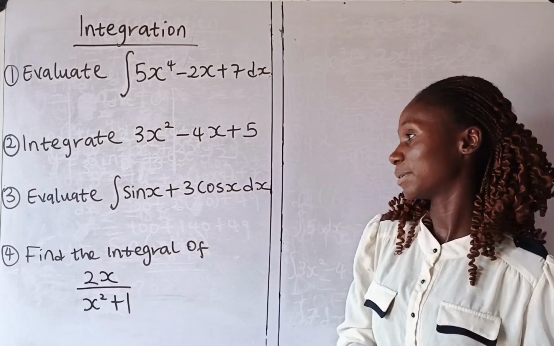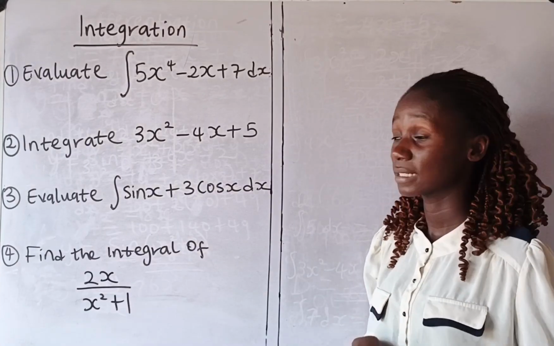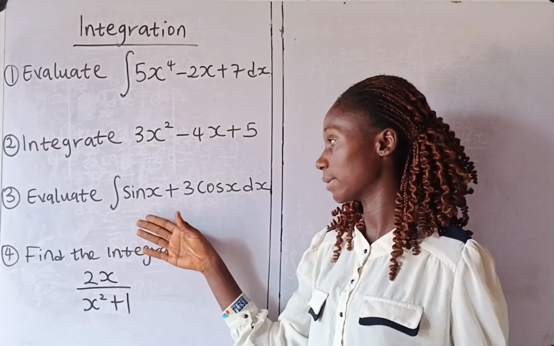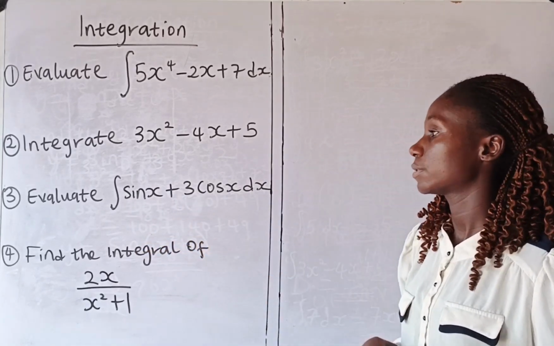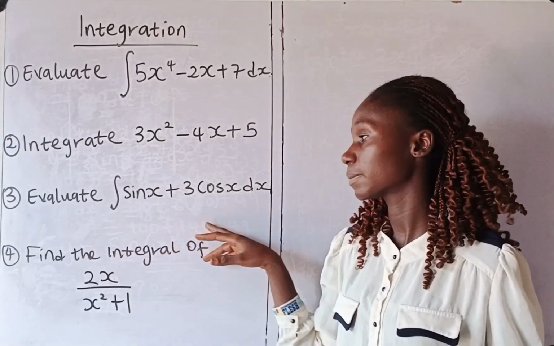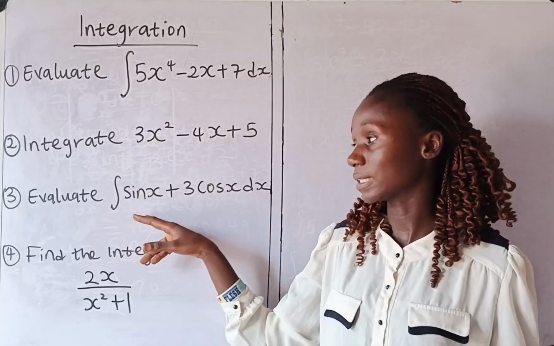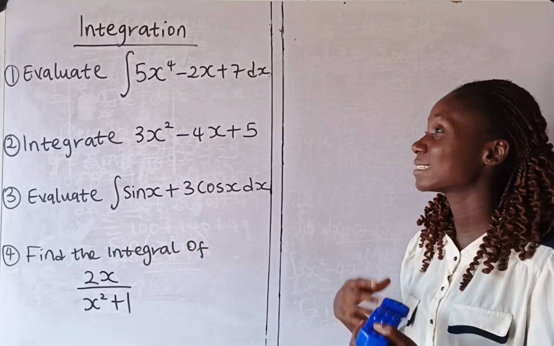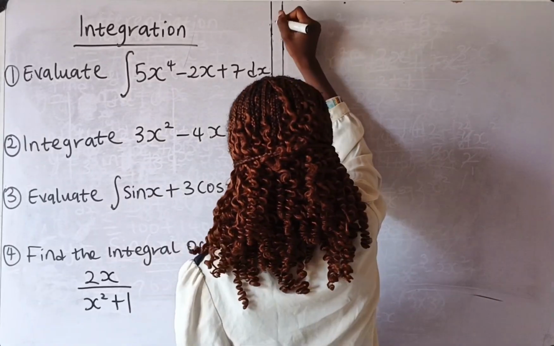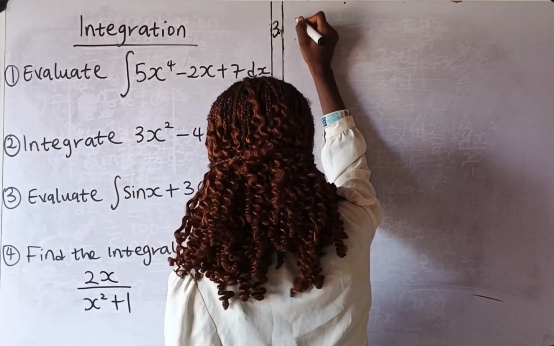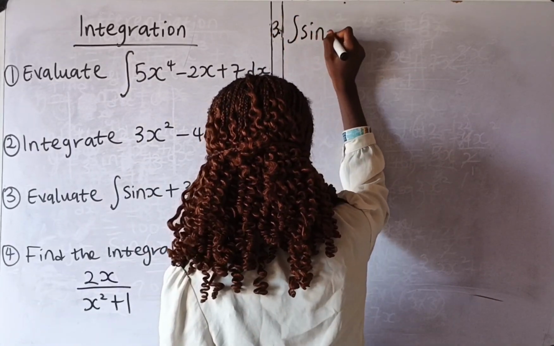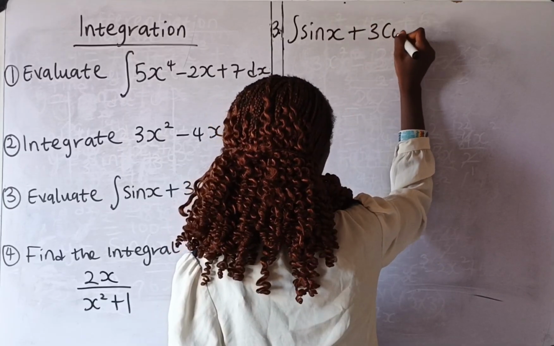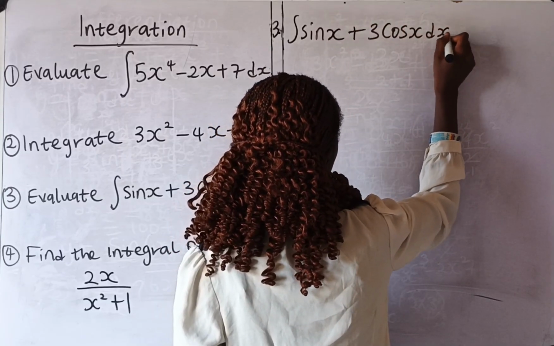Question 3 is looking a bit confusing, but then it's a very simple thing. We are seeing sine, we're seeing cosine here. So we are told to evaluate this integral. And we are trying to find the integral of sine x plus 3 cos x dx. This is very easy. First of all, let's write out the question. Sine x plus 3 cos x dx.